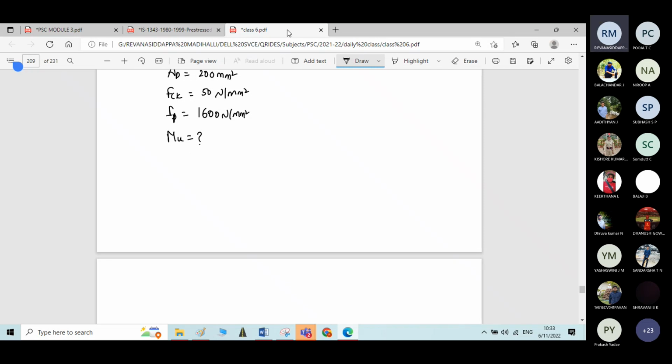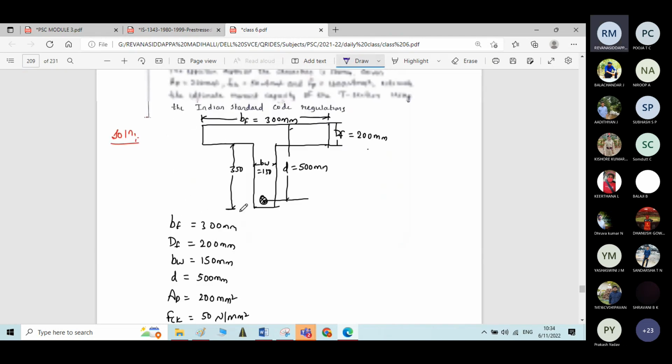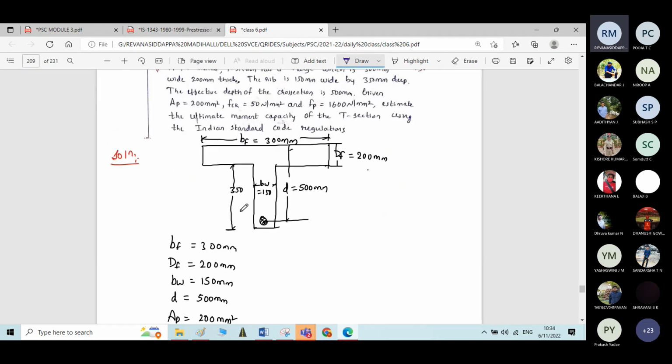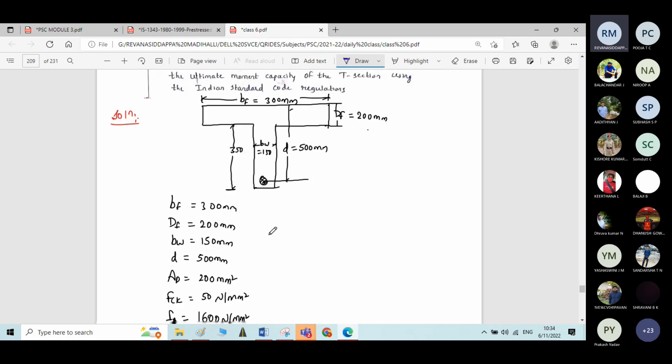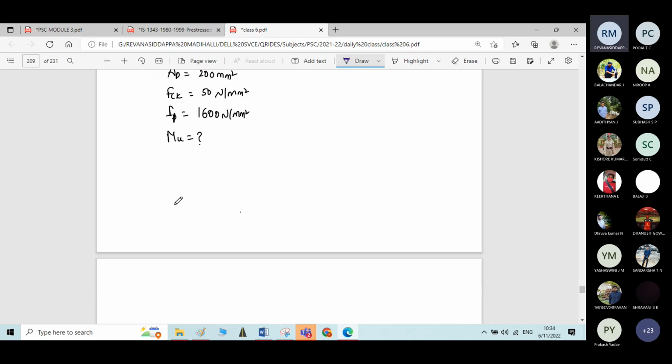Okay. Now initially I'll assume depth of neutral axis lies within the flange. You can see depth of flange is 200 mm and effective depth is 500 mm, little less. Even here you can see depth of flange is 200 mm, almost half the effective depth. That is why on that basis, roughly I will assume neutral axis lies within the flange.